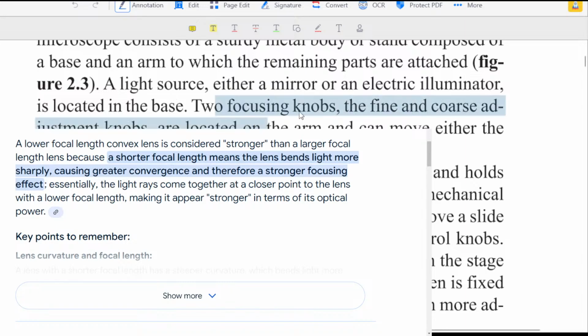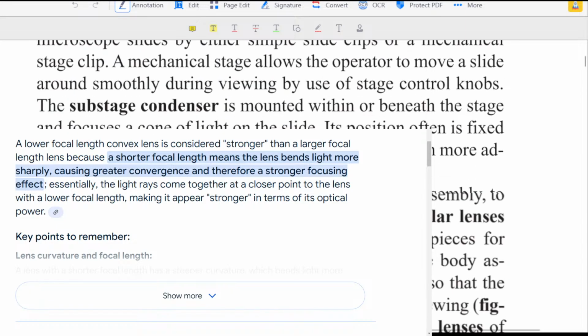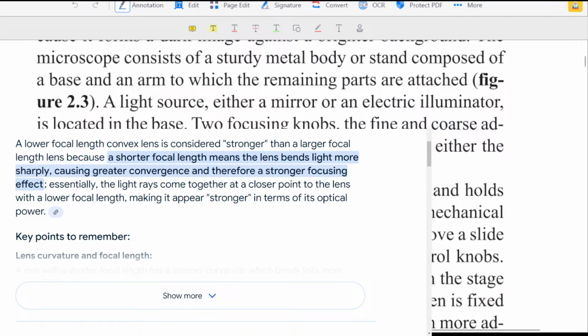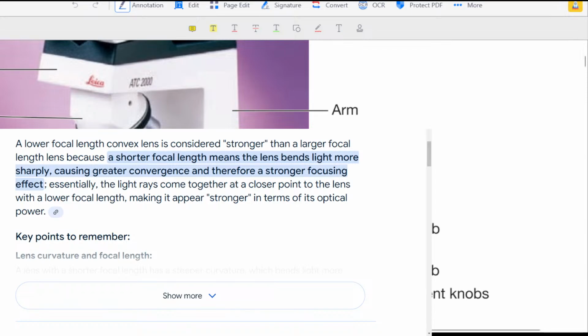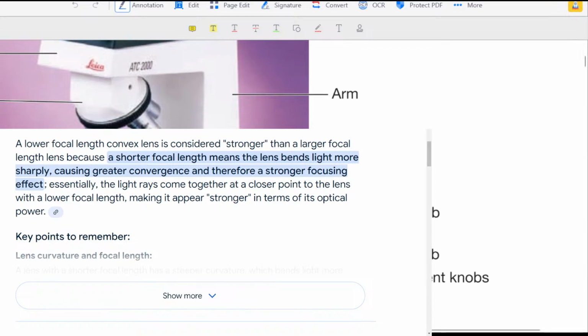Two focusing knobs, the fine and the coarse adjustment knobs, are located on the arm and can move either the stage or the nose piece to focus the image. Fine and coarse adjustment knobs. Coarse adjustment knob, I think it is for the light, for our eyes, and the fine one, I think it is for the stage. We have to look at this. Oh my god, I used the microscope, but why can't I remember which one was which?